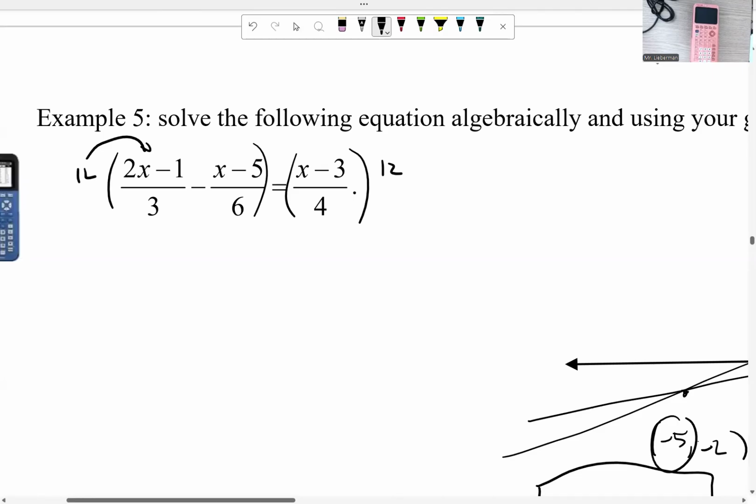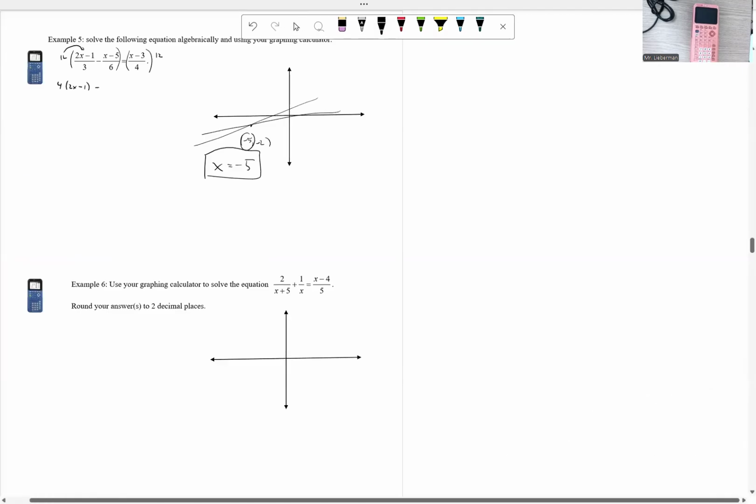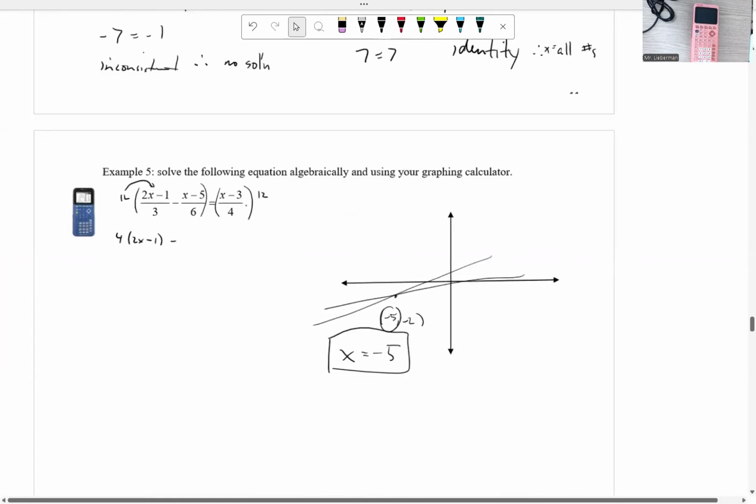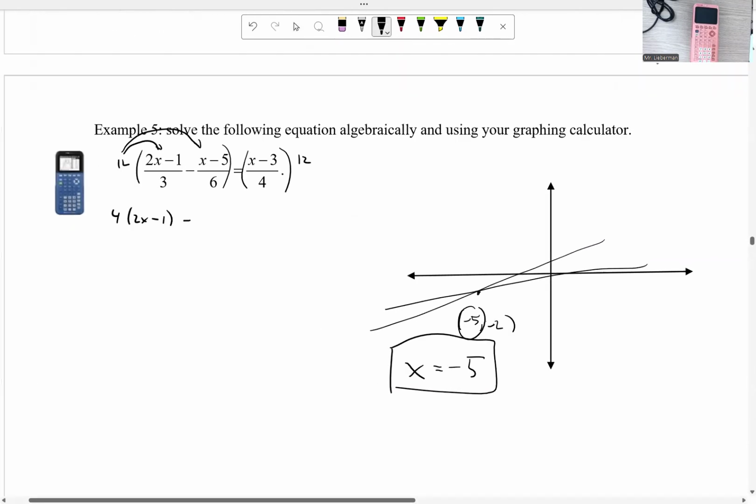So this times this. What happens with the 3's? It's 4 now, x minus... times 2x, 8x minus... oh, what just happened there? Focus, folks. This times this, the 6's cancel, leaving 2 times x minus 5 equals 3 times x minus 3. I hope that's clear what I did there.